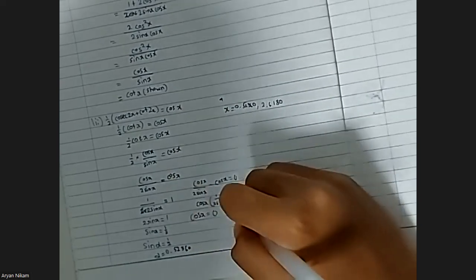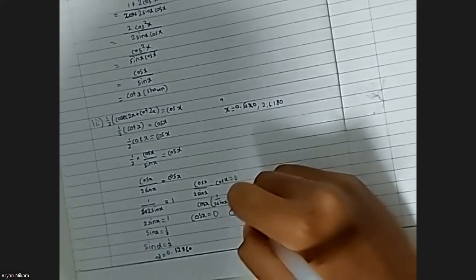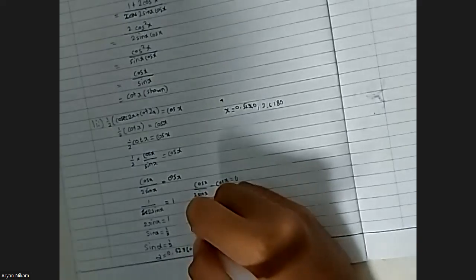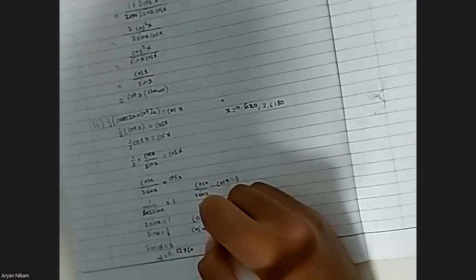Cosine x equals 0, that's what you're missing. Then the other factor equals 0. Do you notice that the other factor will give you your previous answer? So your previous answer is correct, but you missed one factor, the cosine x. Okay, quickly finish up, solve it.